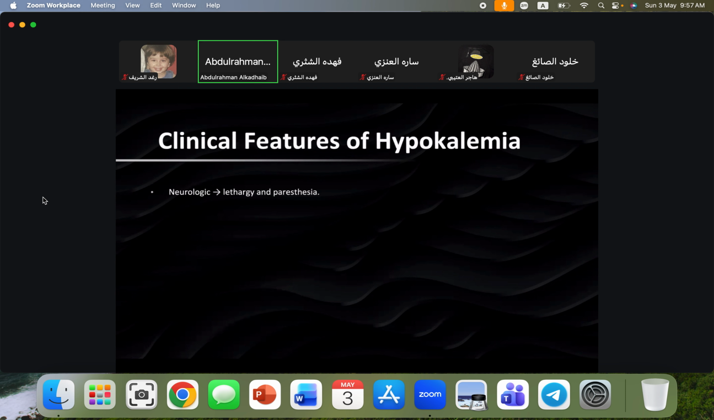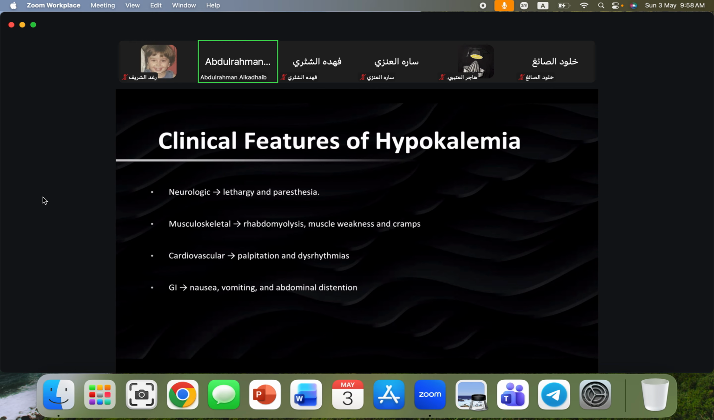Clinical features, similar to hyperkalemia, unfortunately, are non-specific. Hypokalemia may cause some neurological symptoms such as paresthesia or lethargy, and also some muscle weakness or cramps. Hypokalemia may also cause a very unique condition called periodic hypokalemic paralysis. We see this quite often in the emergency department. Those patients may present only with paralysis, and we find that their potassium level is low.